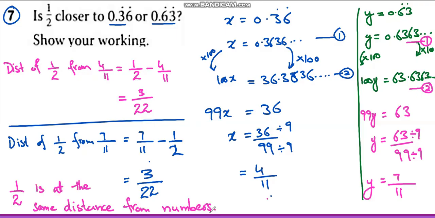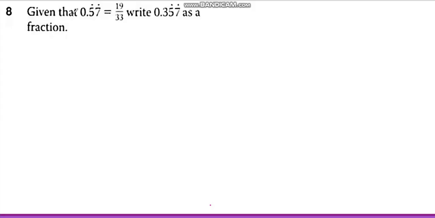Now let's proceed to the next question. In question number 8, it says given that 0.57 is equal to 19/33, and they want us to write 0.357 as a fraction. So it's easy. First of all, let's suppose that 0.357 is equal to x, where 57 are the recurring digits. First of all, let me bring this decimal point just before the repeated number. If you want to bring this decimal to its right, we can simply multiply both sides by 10, because we only need to shift it by one digit.